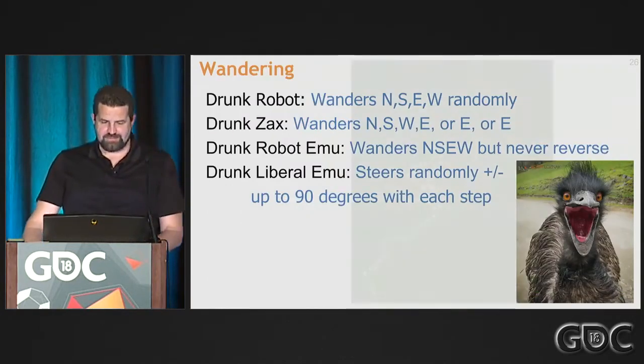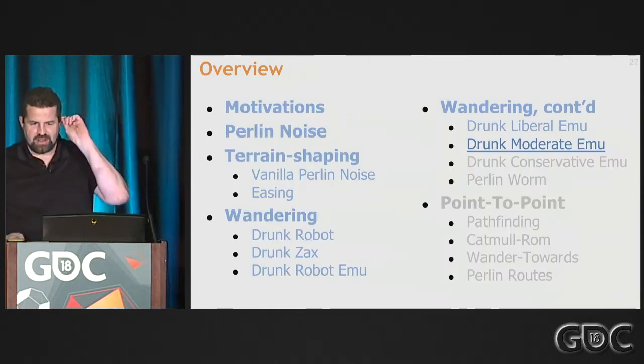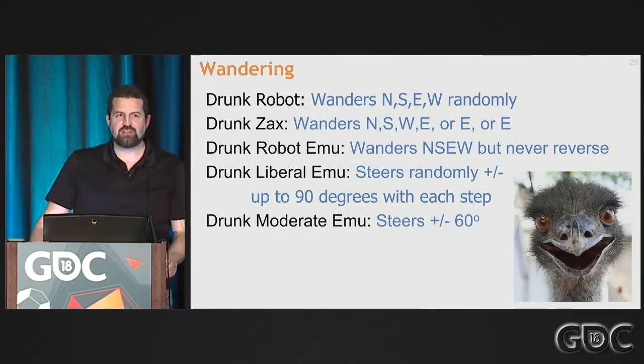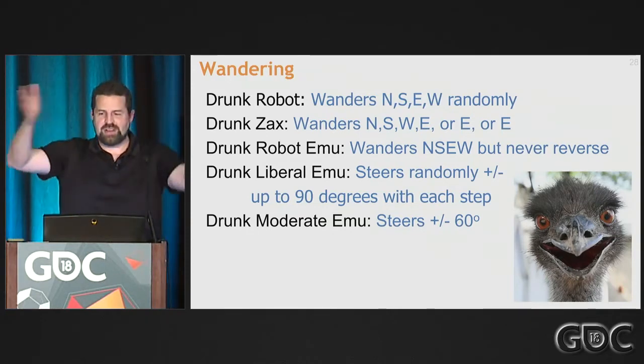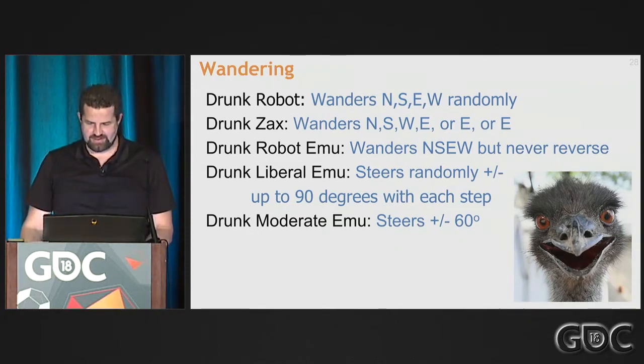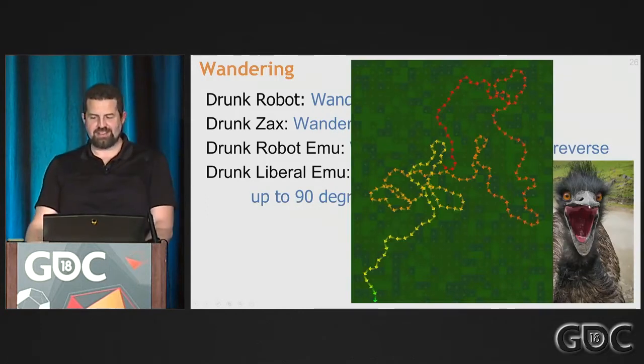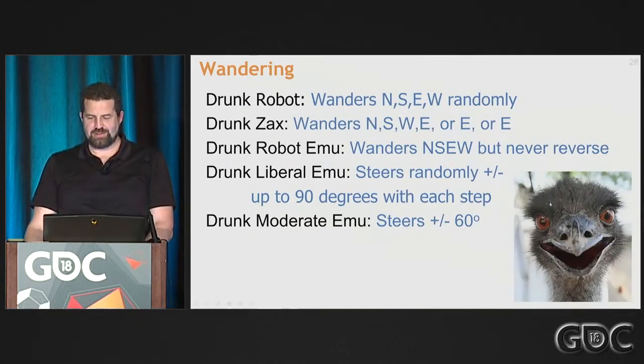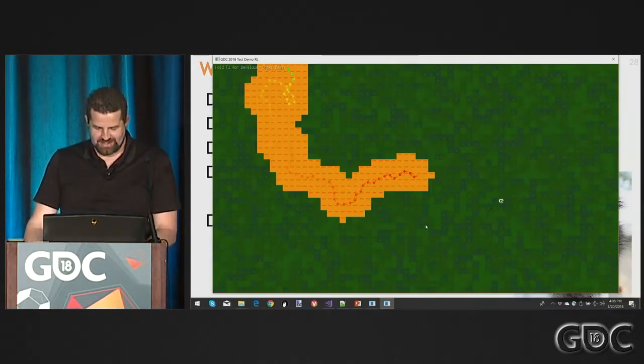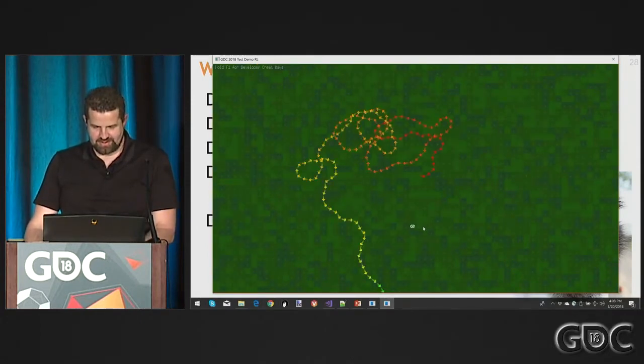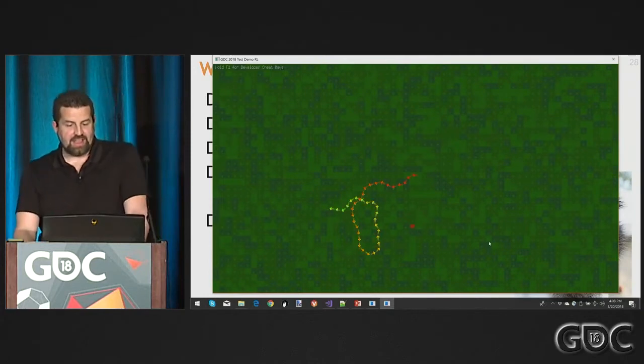So that's not bad. The drunk moderate emu just doesn't make quite as erratic turns. He's only plus or minus anywhere between negative 60 and 60 degrees, right? You can tell from his face, this guy's all over the place. This guy's kind of moderate. So which one is that? That's this. This guy can turn up to 60 degrees with any one of these steps.